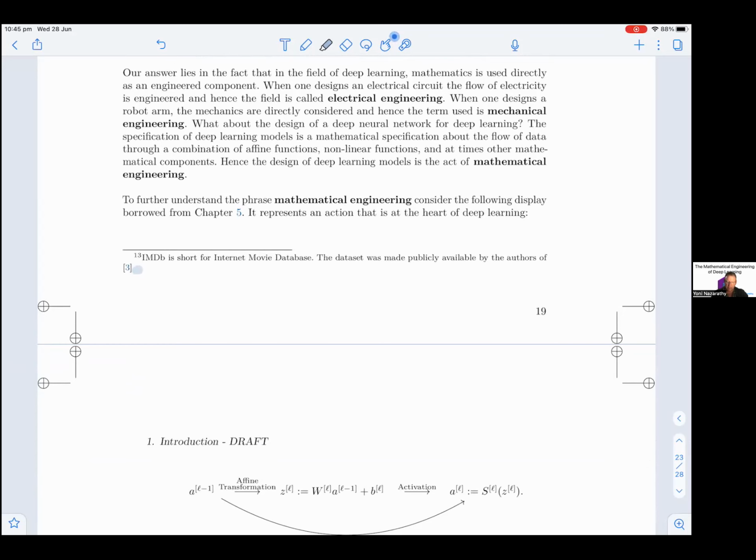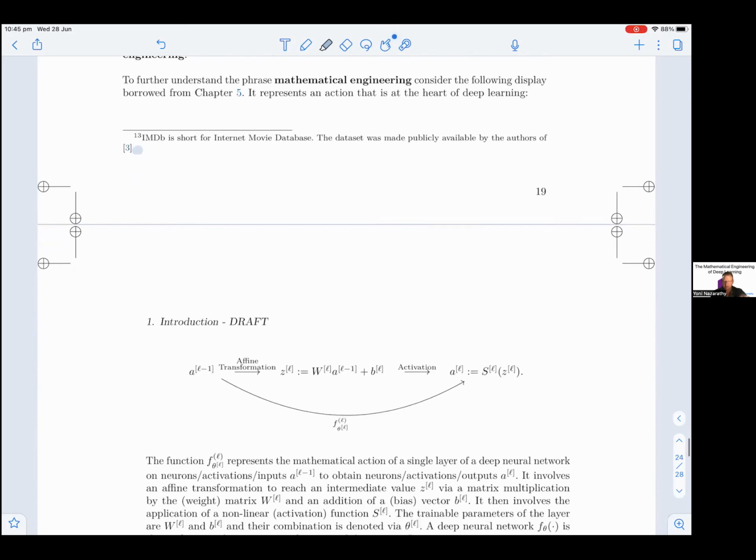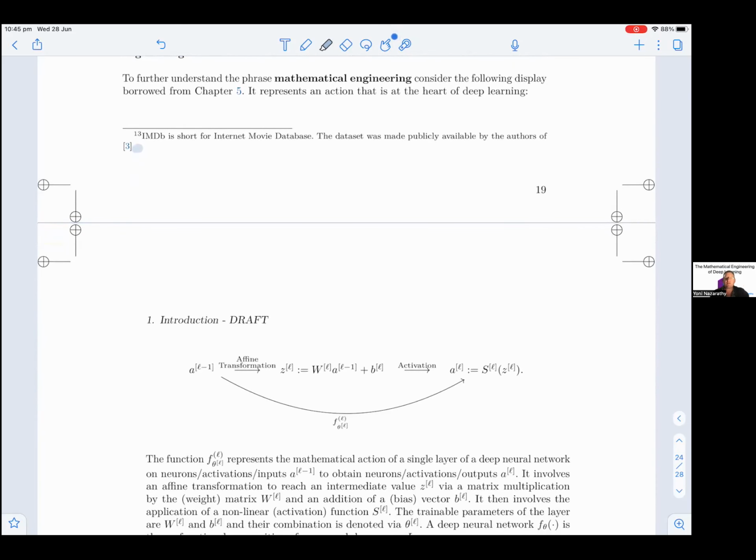for deep learning? The specification of deep learning models is a mathematical specification about the flow of data through a combination of affine functions, nonlinear functions, and at times other mathematical components. Hence, the design of deep learning models is the act of mathematical engineering. To further understand the phrase mathematical engineering, consider the following display borrowed from Chapter 5. It represents an action that is at the heart of deep learning.